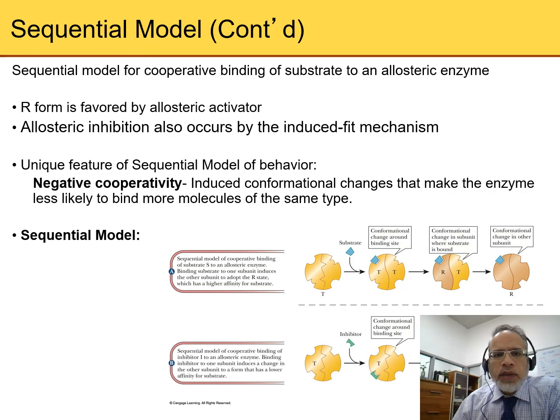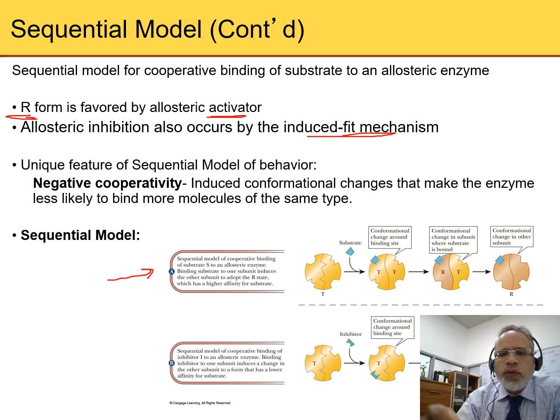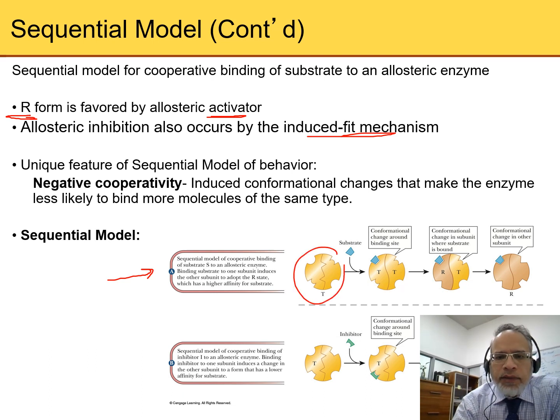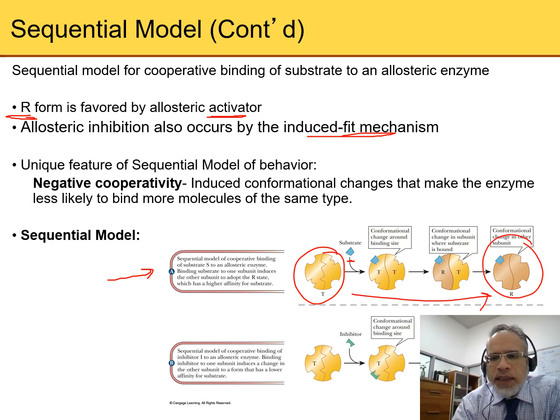Okay, so in the sequential model, again we have R, and same thing. The R form is favored by the activator. R is the active form, and we talk about the induced fit model, right? The point is to really see here, in the sequential model, that you have the inactive form, substrate binds to it, and is going to cause it to become the active form, right? It's going to stabilize the active form.